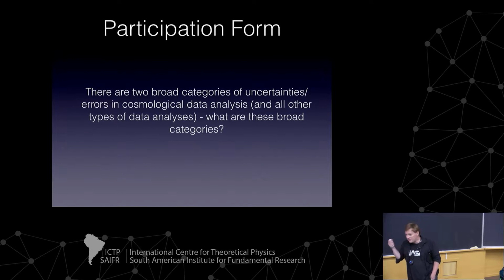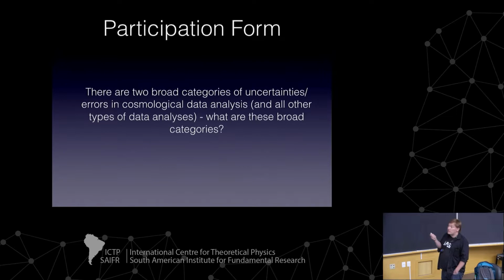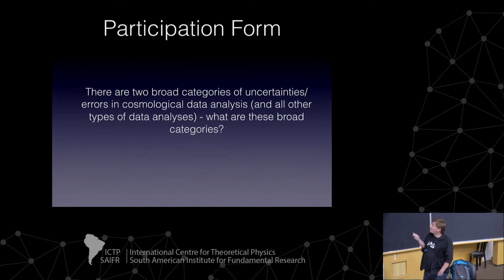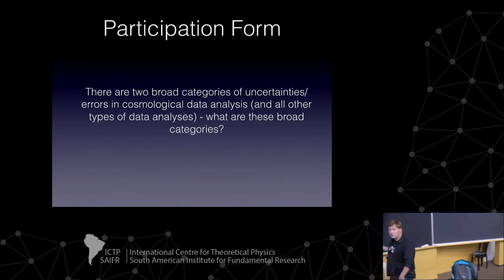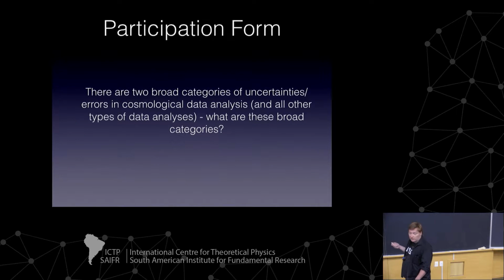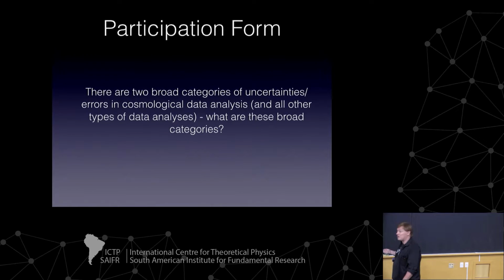You are all familiar with these participation forms. Please just take a piece of paper out. And I wanted you to discuss, and we've mentioned this yesterday as well, there are two broad categories of uncertainties or errors that enter cosmological data analyses, but generally that enter data analyses of all kinds. What are these broad categories? How can they be separated?